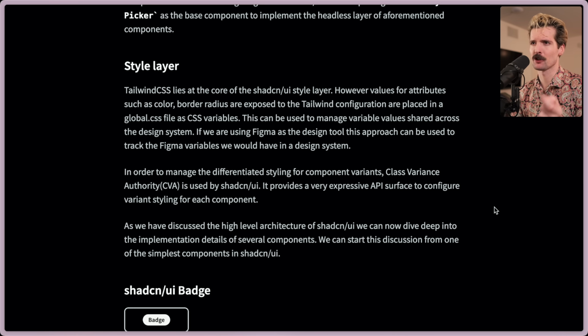Tailwind lies at the core of the shadcn/ui style layer. However, values for attributes such as color, border radius, etc. are all exposed to the Tailwind config and are placed in a global CSS file as CSS variables. This can be used to manage variable values shared across the design system. If you're using Figma as the design tool, this approach can be used to track the Figma variables that you would have in the design system.